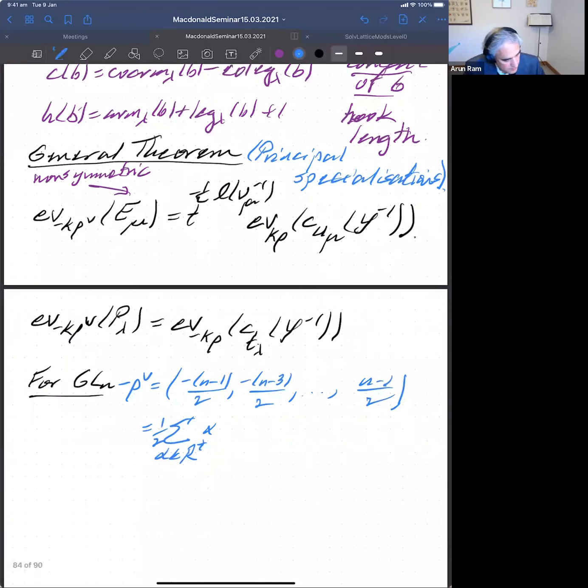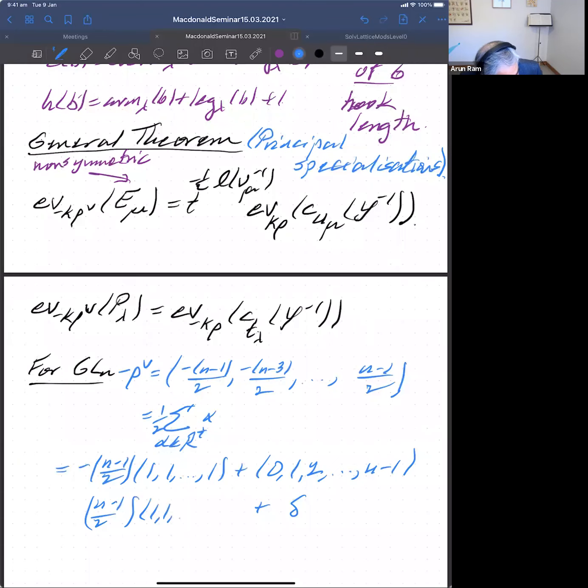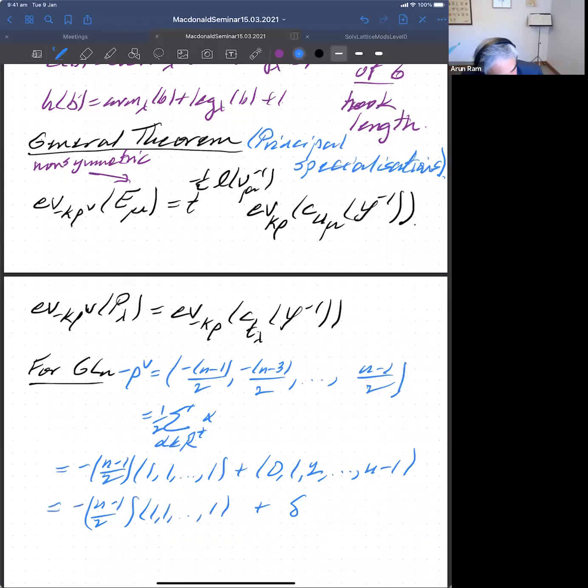But let's write this a slightly different way. This is minus (n minus 1)/2 times the vector 1, 1, 1, 1, plus the vector 0, 1, 2 up to n minus 1. So this is the vector which in Macdonald's book is called delta. Sorry, there should be a minus sign just above the half sum of the roots. A minus sign, yes. Thank you.